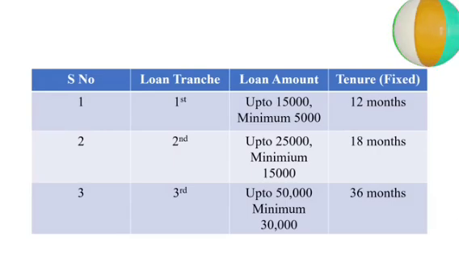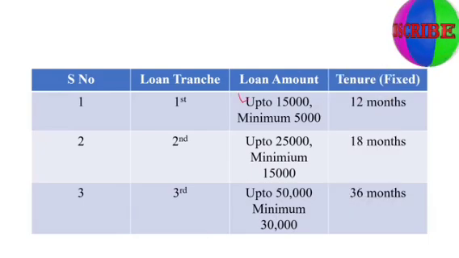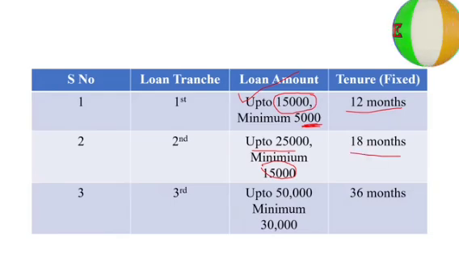Okay. So there is a change in this. This question can come in exam, in any skill. For first tranche it is 15,000 now. Earlier it was 10,000, now revised to 15,000. Minimum loan criteria is also given, that is 5,000. For second, 25,000, minimum 15,000. Third, 50,000, minimum 30,000. Repayment period is fixed and cannot be changed: first loan 12 months, second loan 18 months, third tranche 36 months.